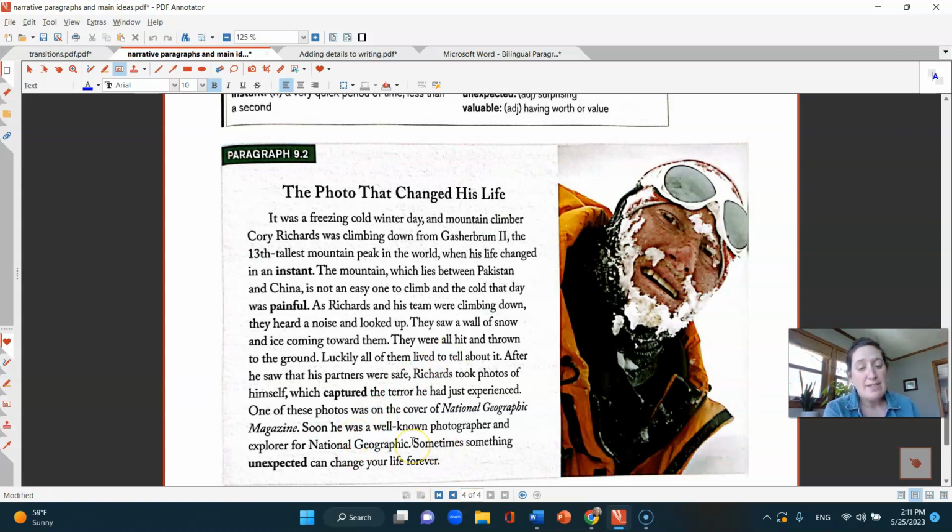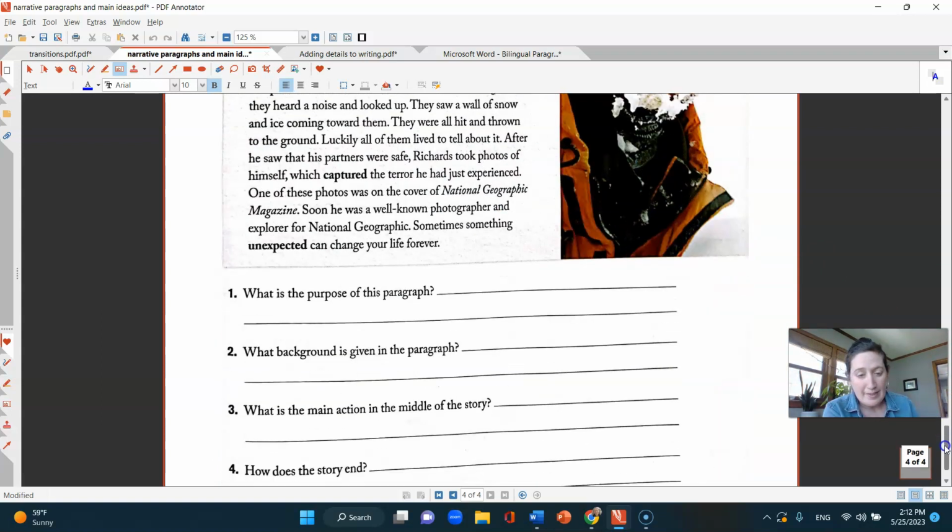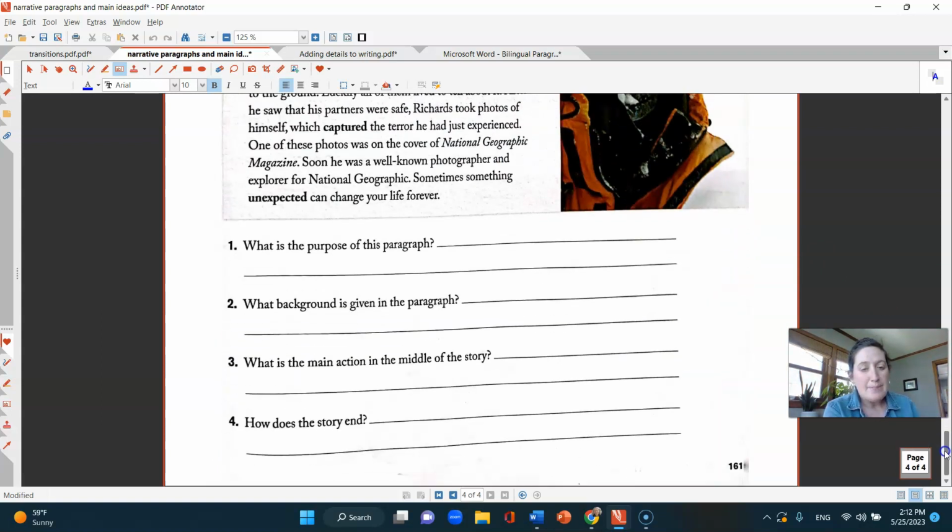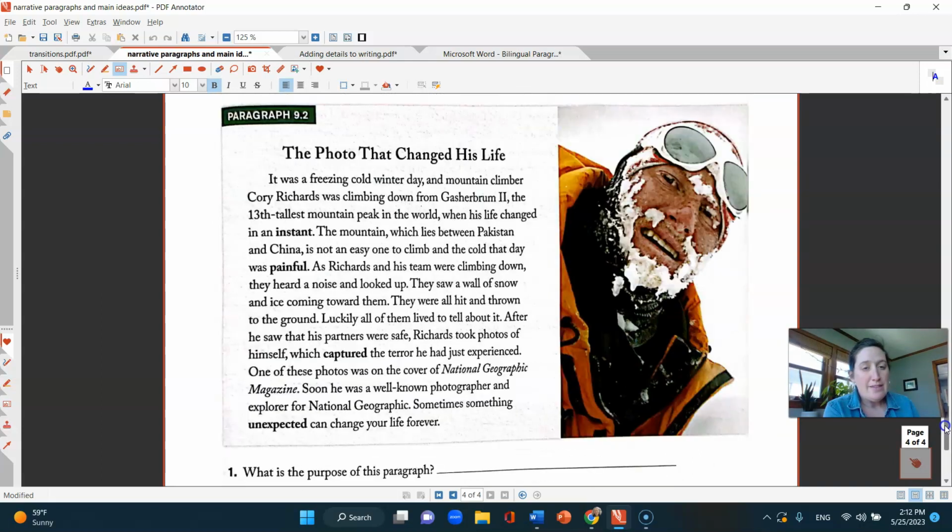And then we have, sometimes something unexpected can change your life forever. So unexpected means surprising. And this ending sentence connects back to the topic sentence where it says that his life changed forever. Okay, so you can see, review again these questions about the paragraph, and this paragraph is a great example.